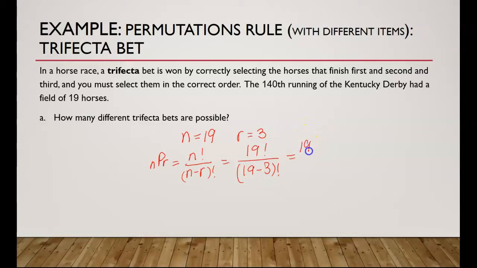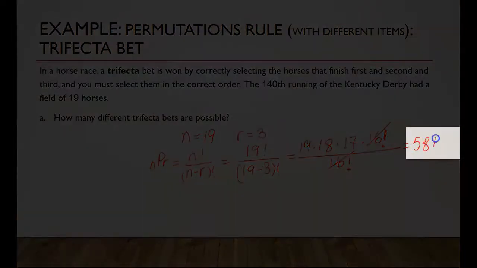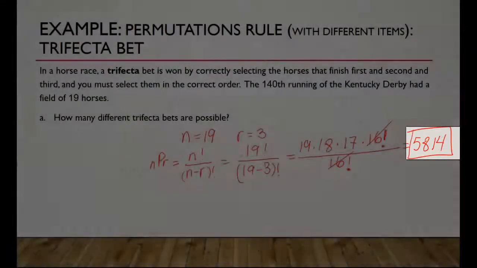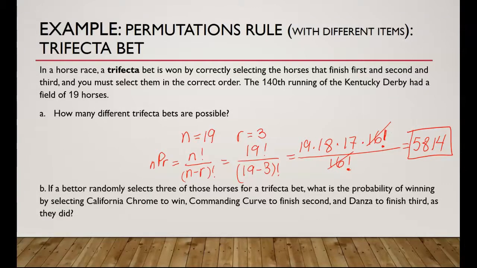19 factorial is 19 times 18 times 17 times 16. Don't worry, we're not going to go further because 19 minus 3 is equal to 16 factorial. So we're not going to multiply by 15, 14, 13, 12, and so on. We're going to leave it as 16 factorial. 16 factorial and 16 factorial cancel, and all we need to multiply is 19 times 18 times 17, which is equal to 5,814 different possible arrangements.